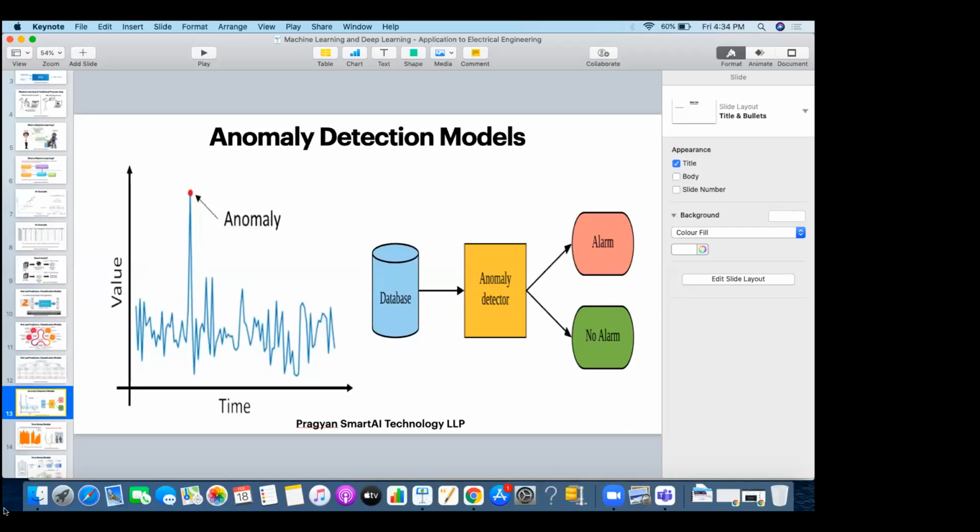So where exactly in electrical systems? Electricity theft detection is an anomaly detection problem, correct? There is normal consumption, and suddenly there is a spike, so certain things have happened. That is the kind of thing.